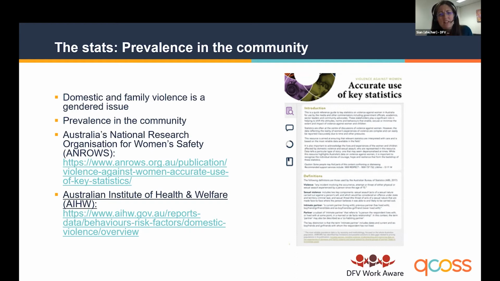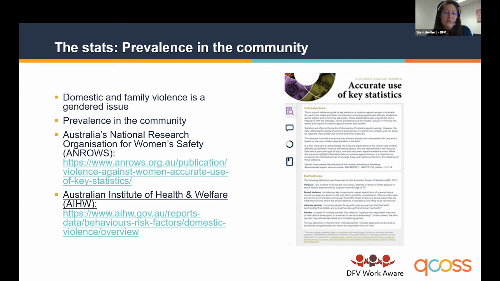Another important statistic is that women with disability experience higher rates of domestic and family violence than the general population, and that's usually perpetrated by a carer or someone known to them. First Nations women aged 15 years and over are 34 times more likely than non-First Nations women to be hospitalised as a result of domestic and family violence. And it is important to set that statistic in context and note that people who use violence against First Nations women can come from a variety of backgrounds.